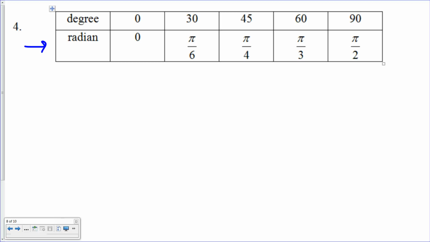Don't always convert between the two. Start thinking about radians and dealing with fractions. If you always convert, you're going to be spending a lot of extra time in this class. You want to get comfortable with those fractions. The sooner you can do that, the easier this chapter is going to be.